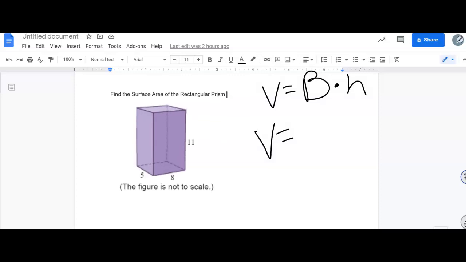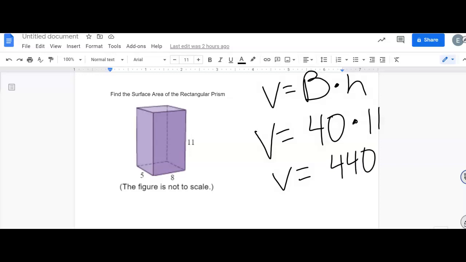It is the area of the base, which is 40 times, what is the height of this rectangular prism? 11. So volume equals, what is 40 times 11? Again, with geometry, we are allowed to use calculators. Nikki? 440? All right. We agree.